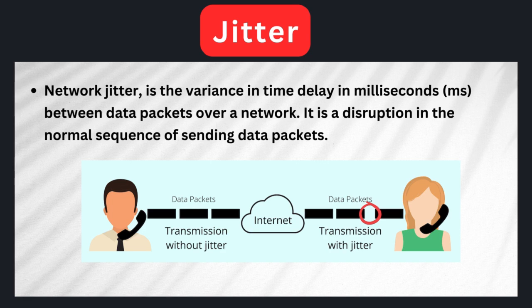You can see in the diagram, on the left side, the person is getting all the data packets without jitter. But on the right side, there's a data packet loss in the middle, and that is transmission with jitter. Network jitter is the variance in time delay, in milliseconds, between data packets over a network. It's a disruption in the normal sequence of sending data packets.